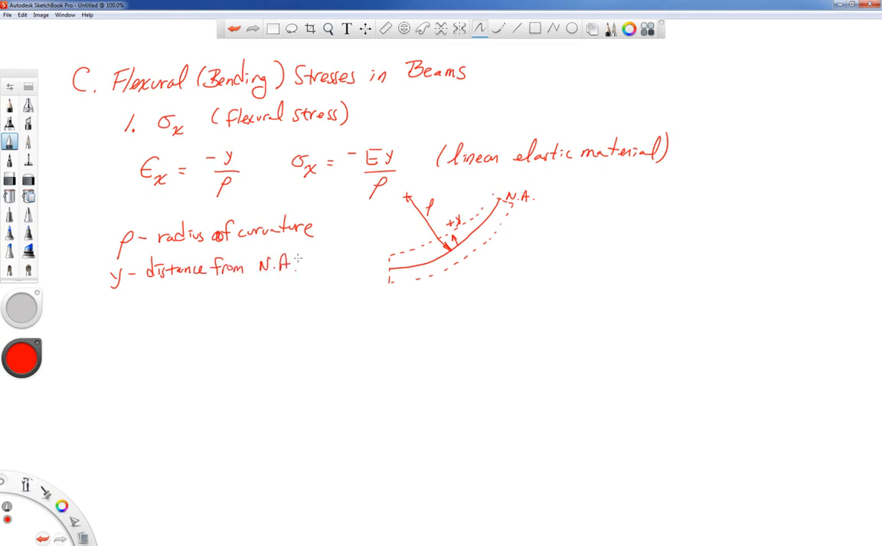Now, right now, our definition of the neutral axis is the place on the beam that does not have any extensional strain. If it doesn't have any extensional strain, that will also be the place that has no stress. And the maximum magnitudes of stress will be on the upper and lower surfaces of the beam. We'll get into that in a little bit more detail soon.